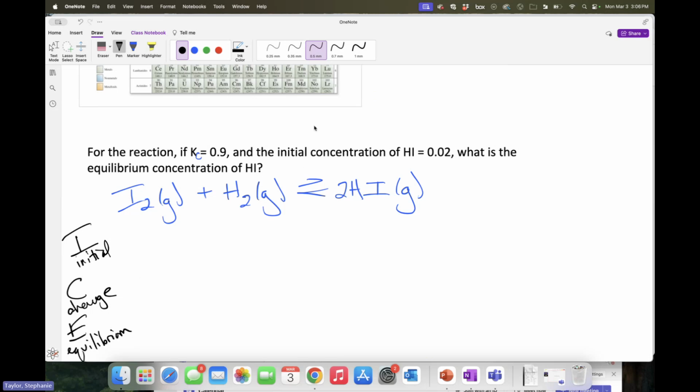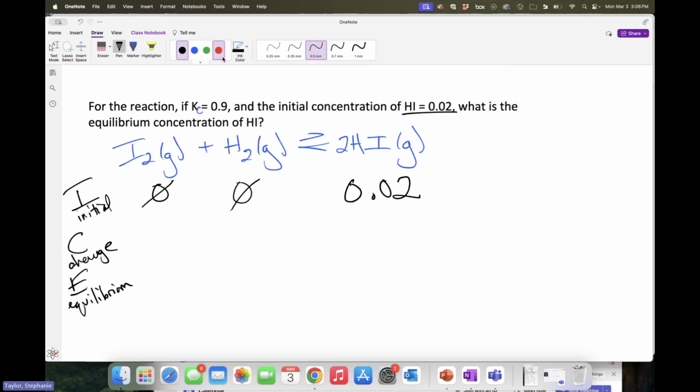In a question like this, what they're trying to tell you is that we have an initial concentration of HI, which is this thing right here. But that's the only thing that's mentioned. Since that's the only thing that's mentioned, I'm going to assume that the concentration of my other two species are 0. And then from this information, I should be able to calculate the answer to the question, which is what is the equilibrium concentration of hydrogen iodide at the end. So that's what we're looking for.